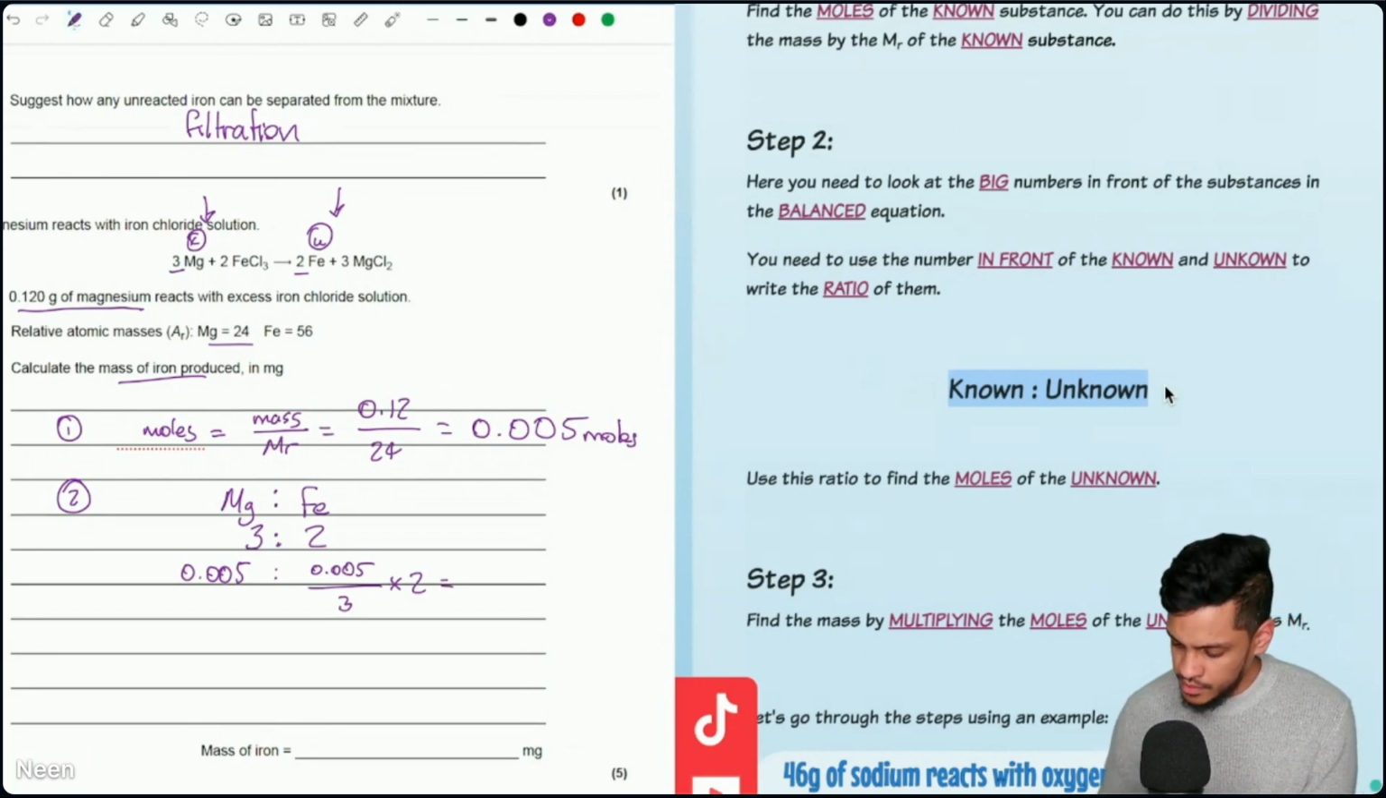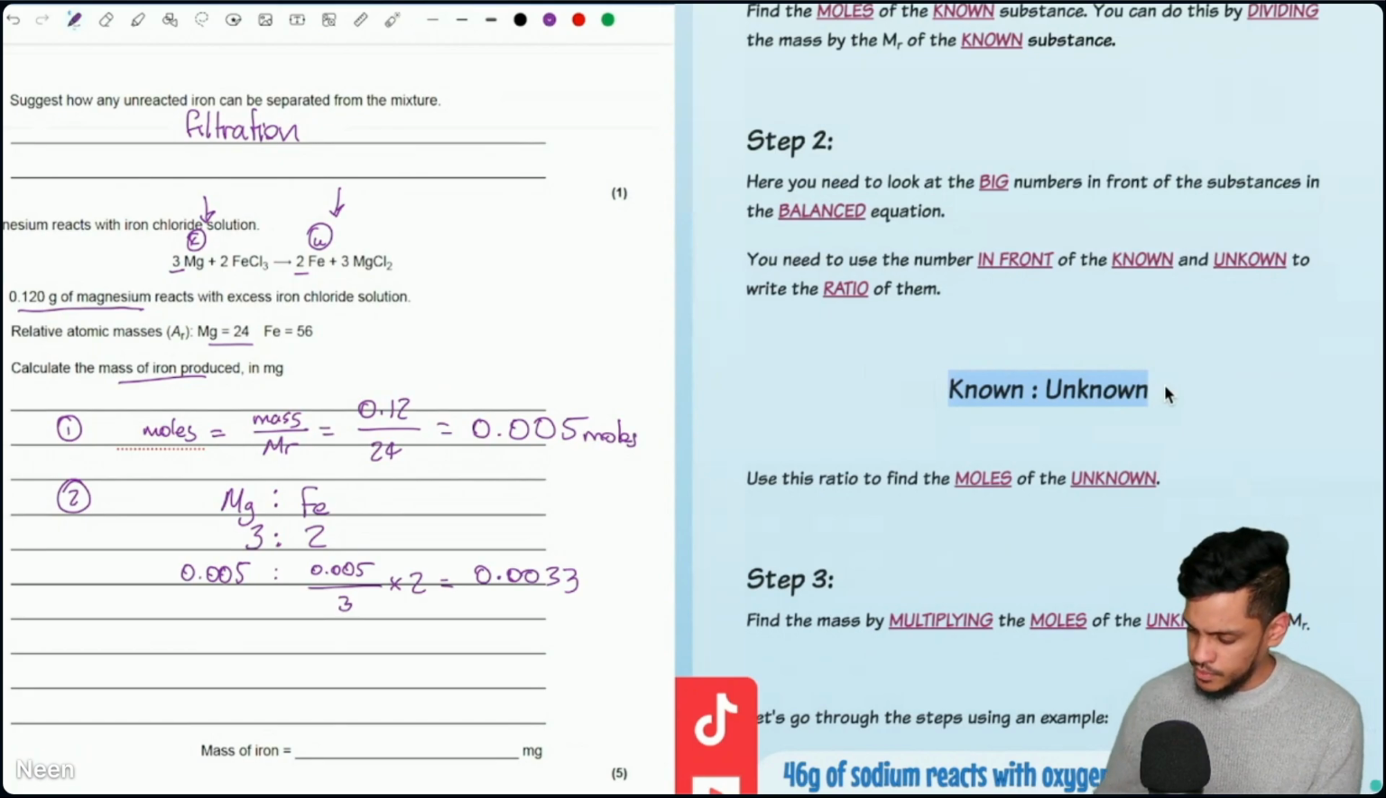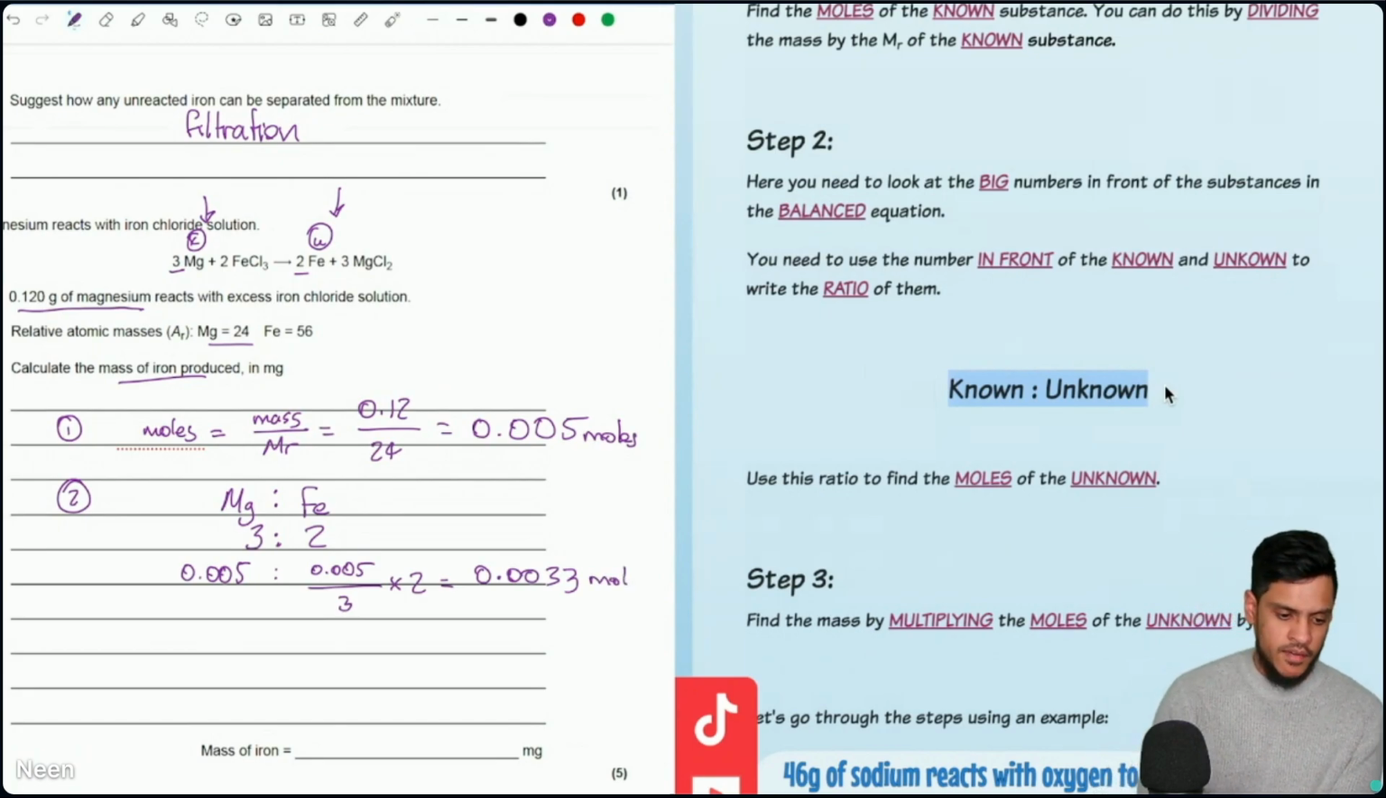can anyone work that out? I don't have a calculator. I think it's 0.003. Yeah, I think it's that. Yeah, thank you, Mahania. So that's the moles that we've got there, 0.003 recurring.